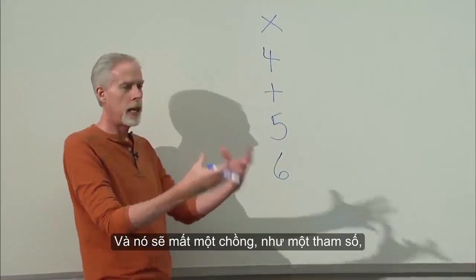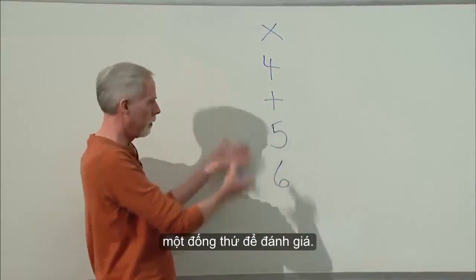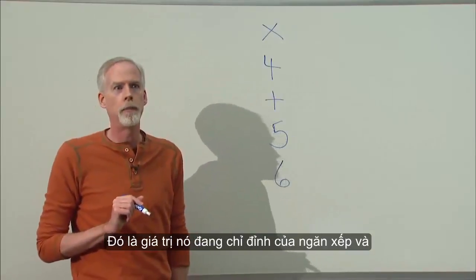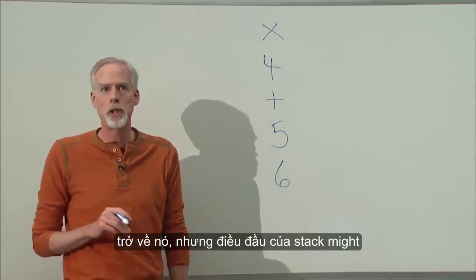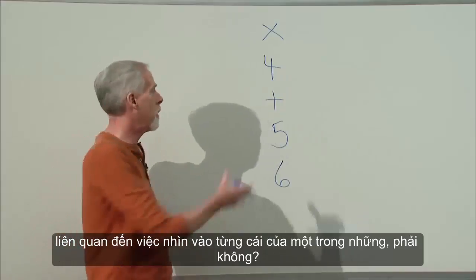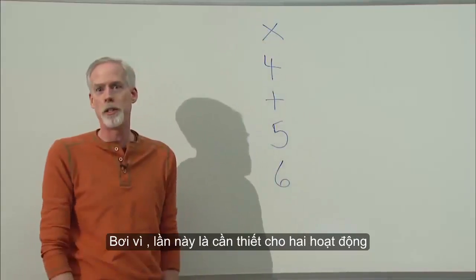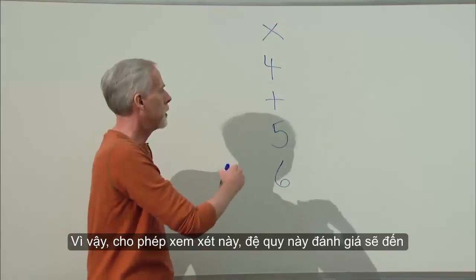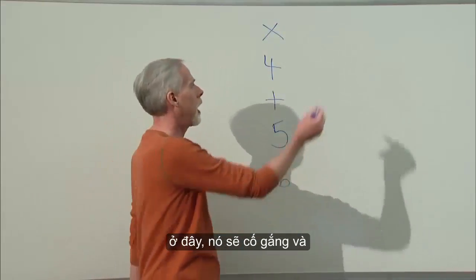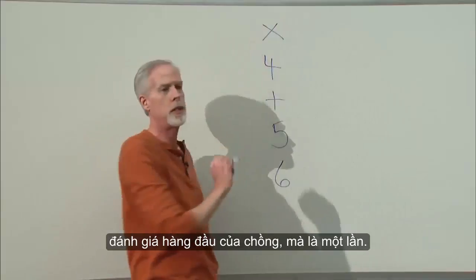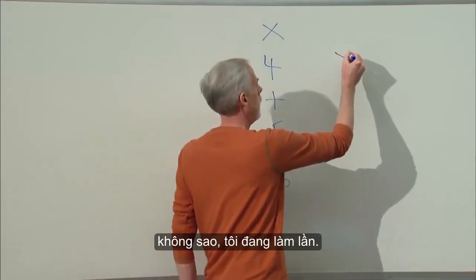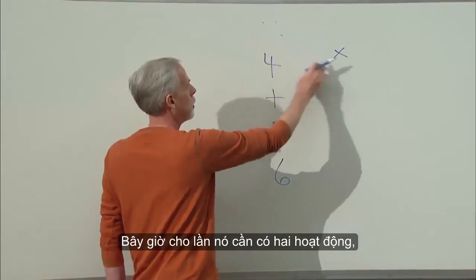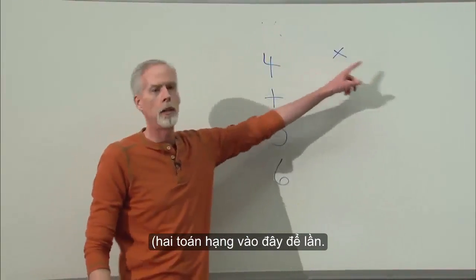And it's going to take a stack as an argument, a stack of things to evaluate, and it's only going to evaluate the top thing on the stack. That's it. It's just going to evaluate the top thing on the stack and return it. But the top thing on the stack might involve looking at every single one of these, right? Because this times needs its 2 operands. So let's look at this. This recursive evaluate is going to come in here. It's going to try and evaluate the top of the stack, which is a times. Okay, so it's like, okay, I'm doing times.